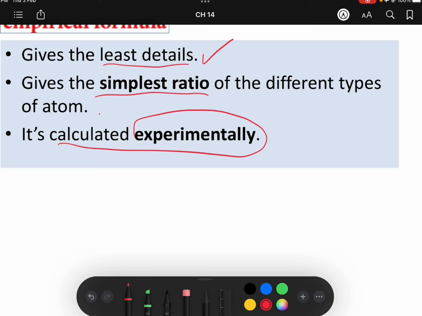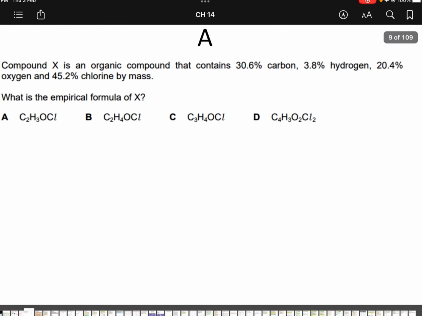It means that if you want to calculate the empirical formula for any certain compound, you should understand that you can do that in the science lab. You can do that experimentally. You can't do it with calculations only. You have to do it experimentally, then apply some calculations, then you can find the empirical formula. Okay, so can we take an example of the empirical formula?